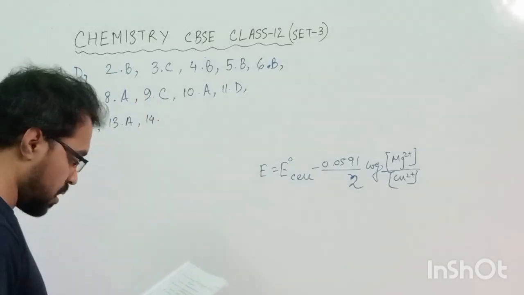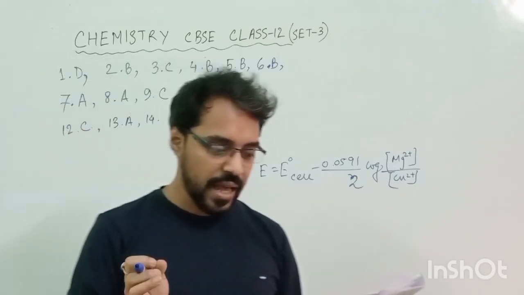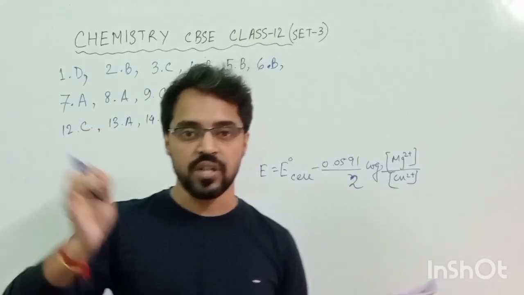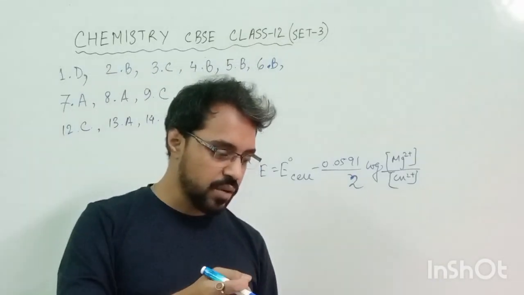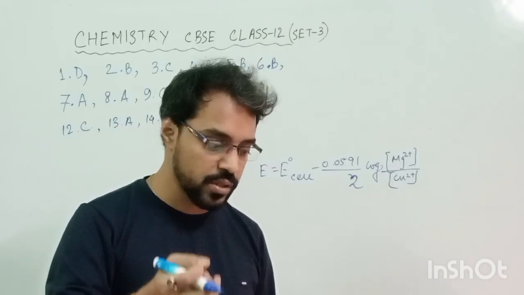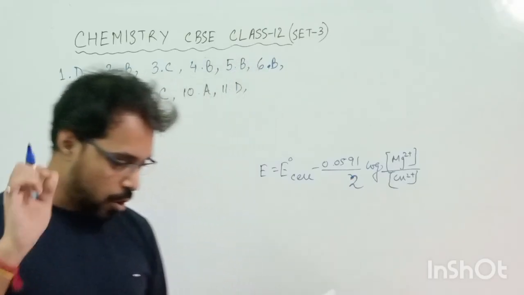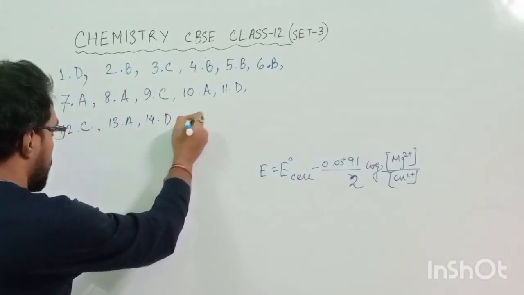Next is 14. Diazonium salts of aromatic amines are less stable than those of aliphatic amines. No, it's not correct, because diazonium salts are stabilized by resonance. In the reason, they are giving that diazonium salts of aromatic amines undergo resonance. So assertion is not true, but reason is true. So the option is going to be 14D.